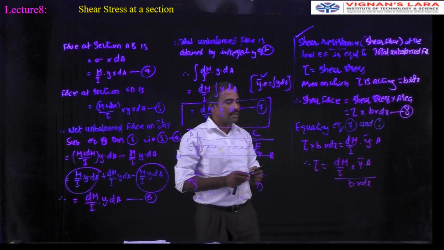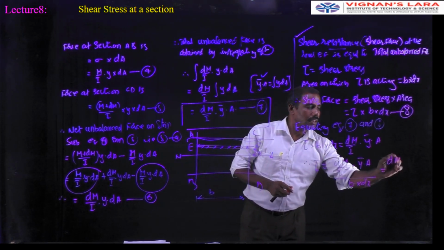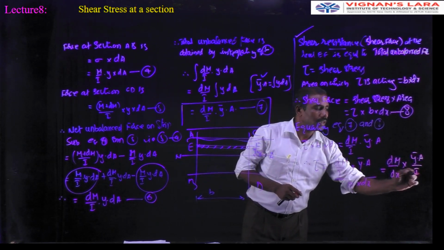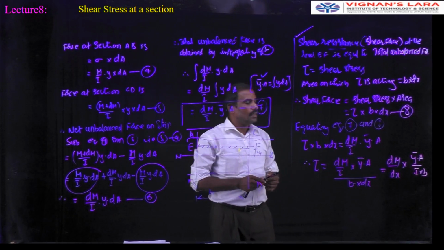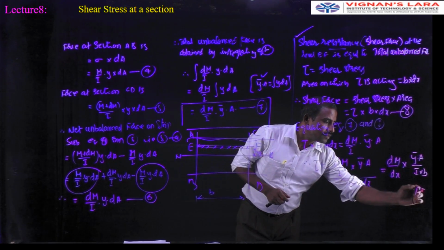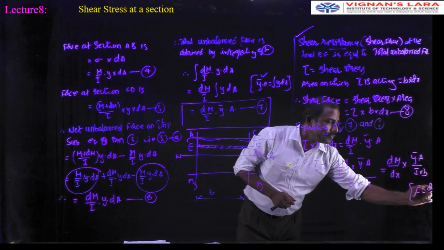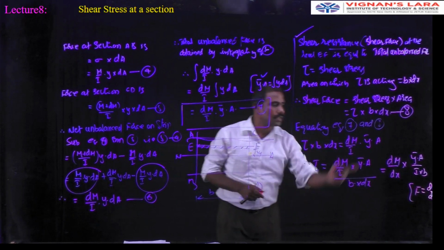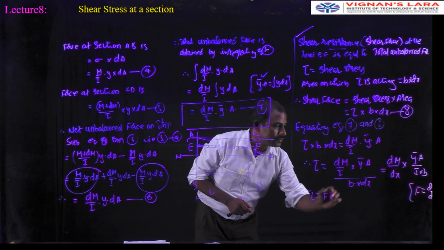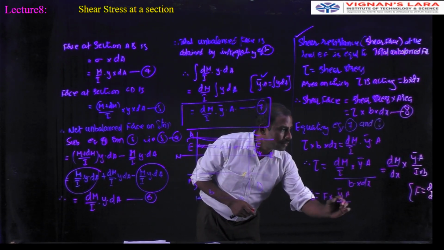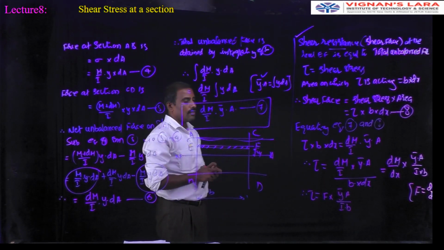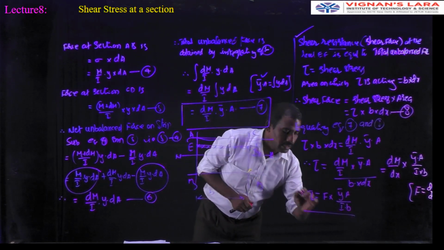This can be rewritten in another way also, that is equal to dM by dx into ȳ A divided by I into B. As we know that dM by dx is the shear force, so F is equal to dM by dx, where F is the shear force. This can be represented as tau is equal to F into ȳ A divided by I into B. So this is the formula for determination of the shear stress at any section.